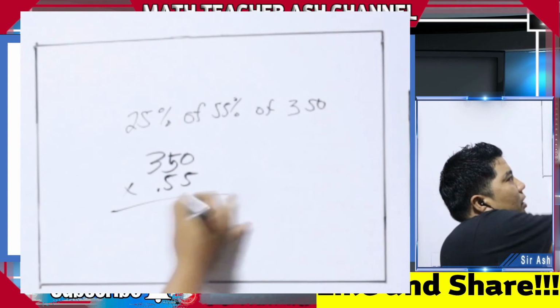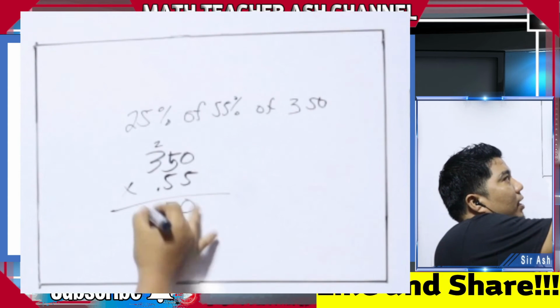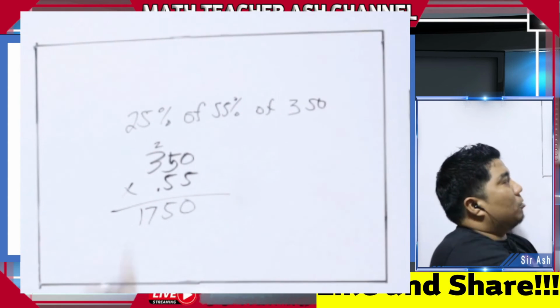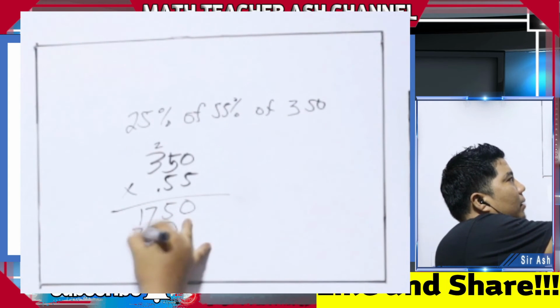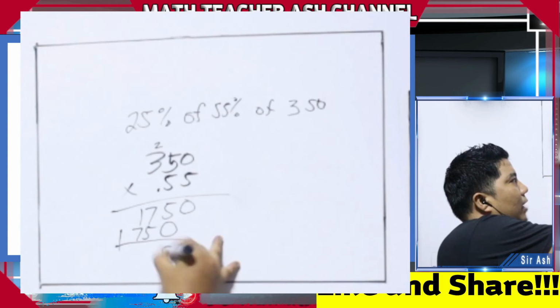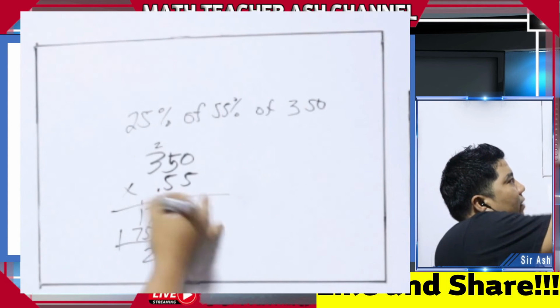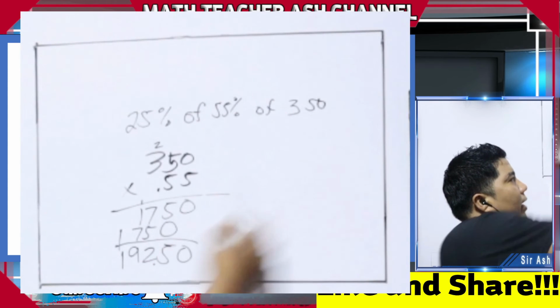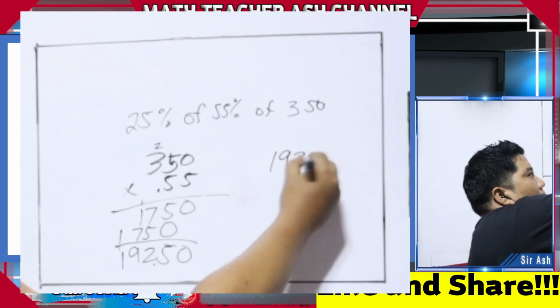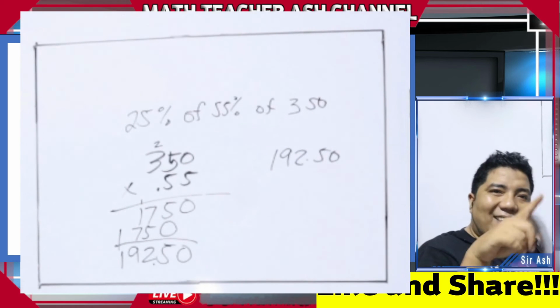So, this will become 0, 5, carry 2, 5 times 3 is 15, 17, plus 2. And then, ganun pa rin, kasi the same number lang pinag-multiply natin. So, that will give us 7 plus 5, that is 12, carry 1, that is 9. Okay. Then, 2 decimal places, 192.50. Okay. Yan ang 55% ng 350.